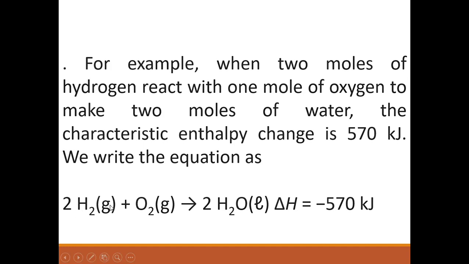2H2 gas plus O2 gas yields 2H2O, which is a liquid, and you write the delta H here, which is equal to negative 570 kilojoules. So why is it we write the negative? Later on, you will know why we write negative in this equation.